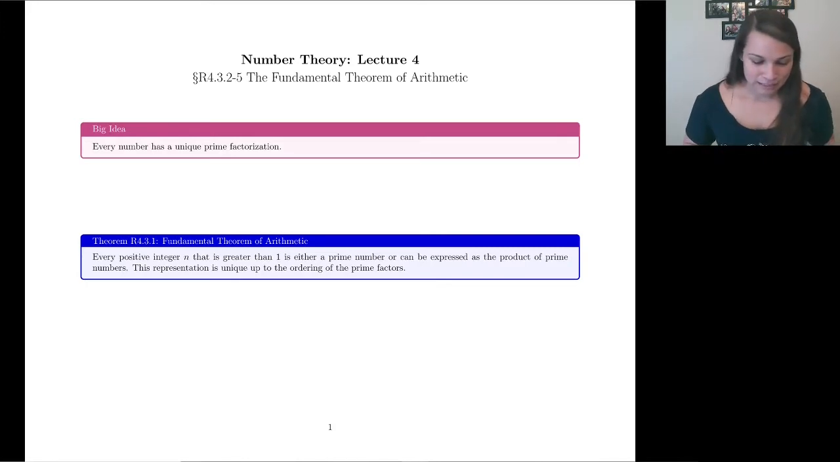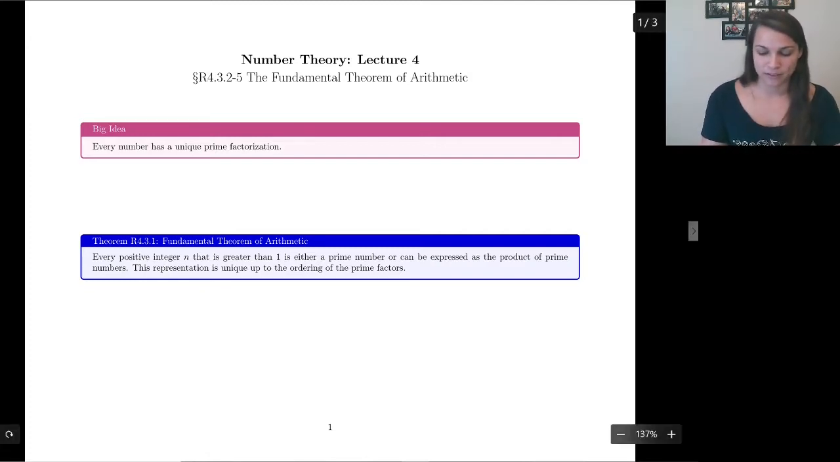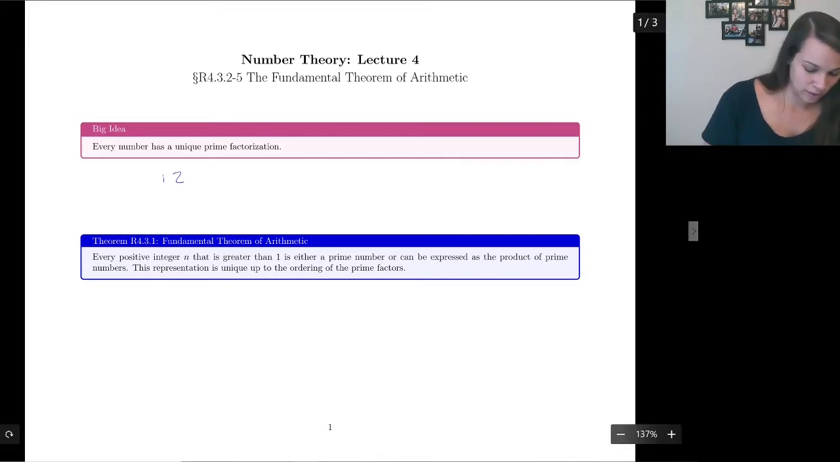Now the fundamental theorem of arithmetic is what gives us that every number has a unique prime factorization. For instance, we know that like 12, we can do this little factoring thing. We can get down to here. 12 can be written as 2 squared times 3.